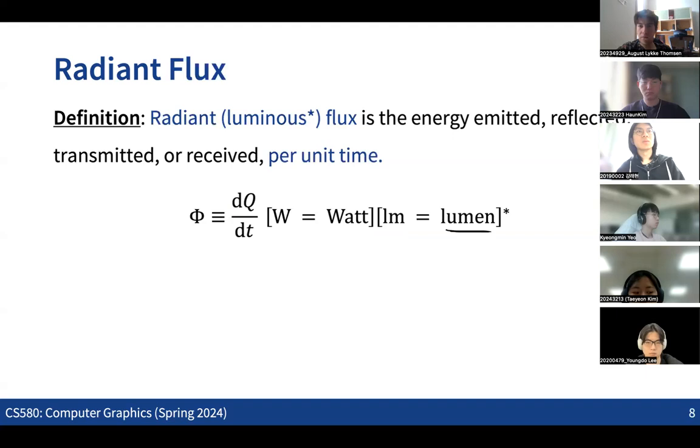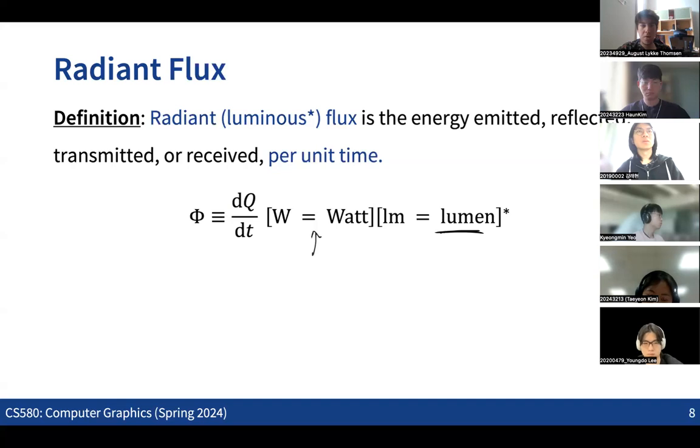And here the question is, are these two the same? If we have a 10 watt light bulb, is it the case that we have 10 lumens? Obviously, no. As I said, the watt is the unit for the energy, basically for the power, and the lumen is the unit for the brightness.